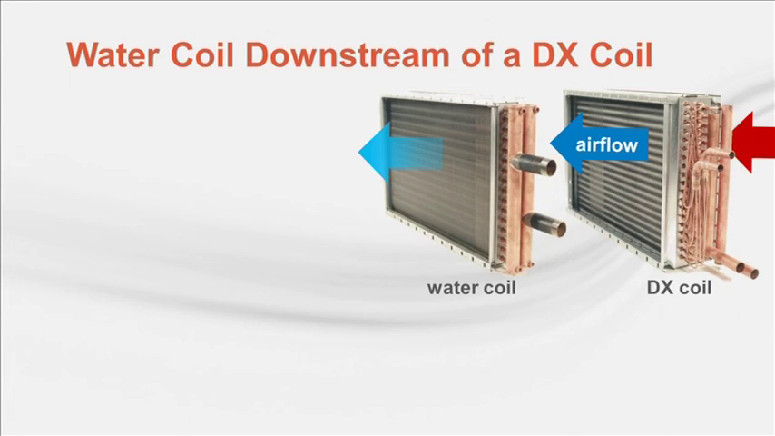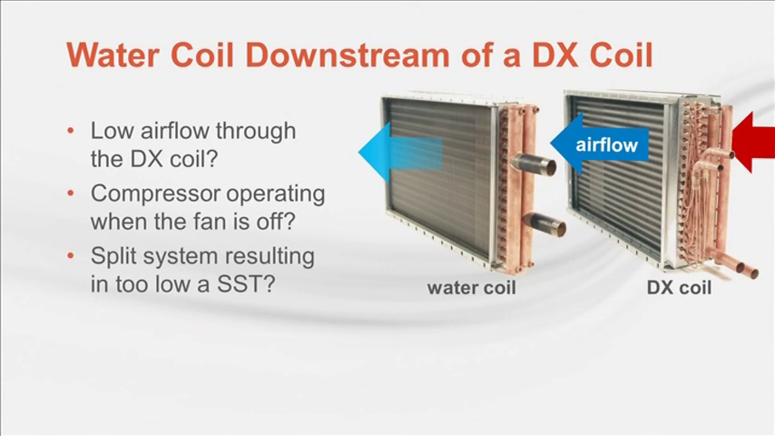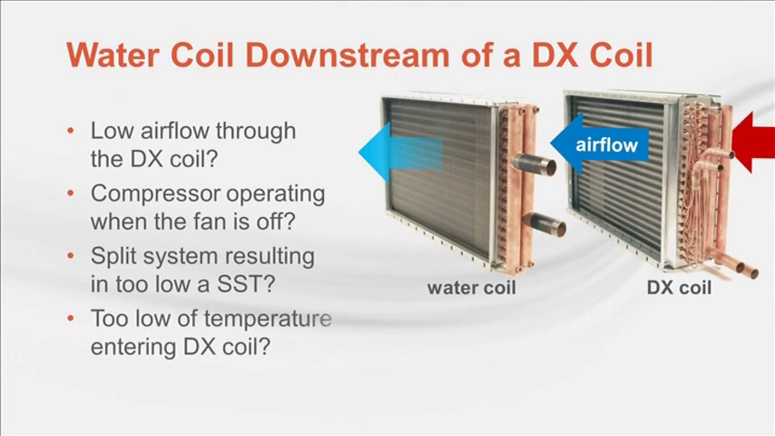Typically, the air temperature leaving a DX coil is 55 to 60 degrees. So what can cause it to produce sub-freezing air? Maybe low airflow through the coil due to clogged filters or a variable frequency drive that's turned down too low. Or even no airflow, which can happen if the compressor is turned on without proof of airflow by the fan. Possibly a poor split system combination that can result in too low of a saturated suction temperature. Or a mixed air temperature that is too low. This can happen with integrated airside economizer control or in a process cooling application.